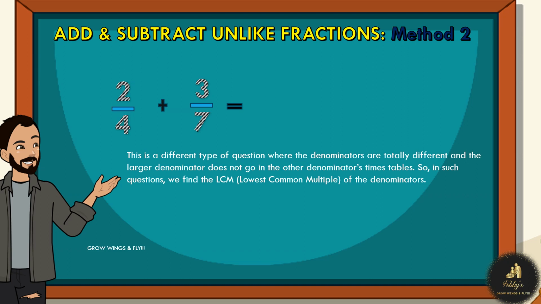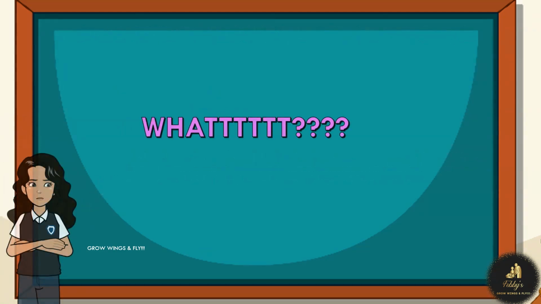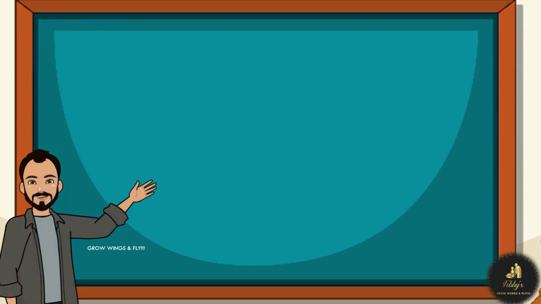In this case, we need to find the lowest common multiple. What? The lowest common multiple? Hold your horses, Angel. It is very easy. Let me explain that to you.